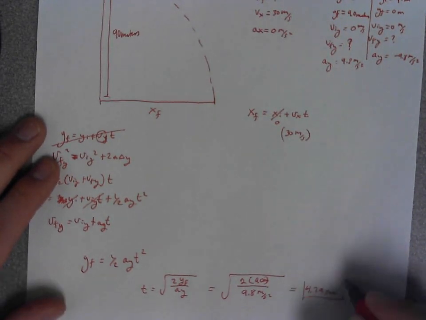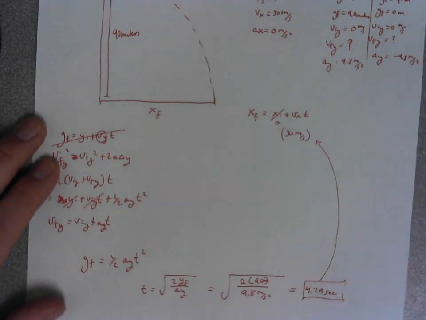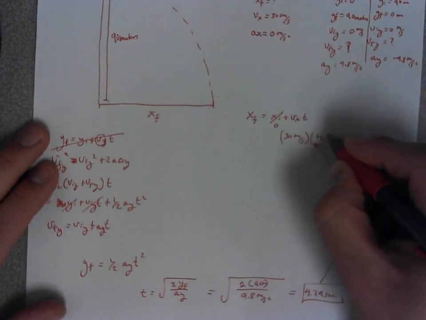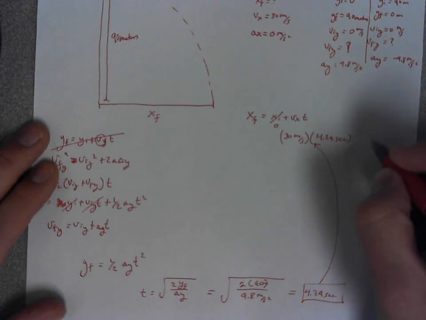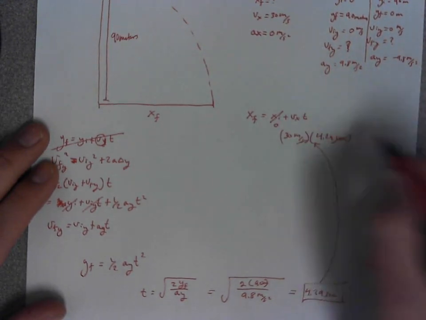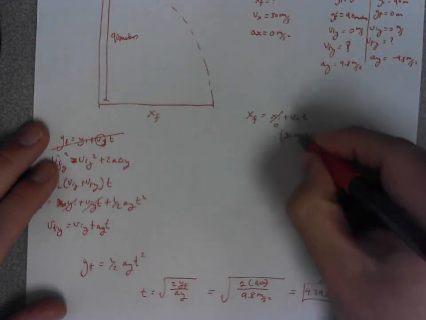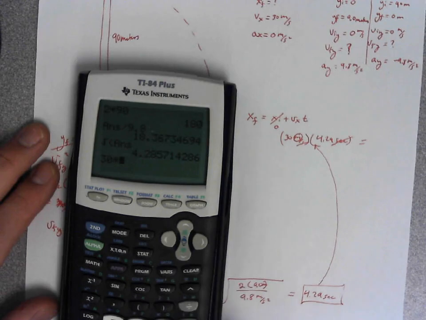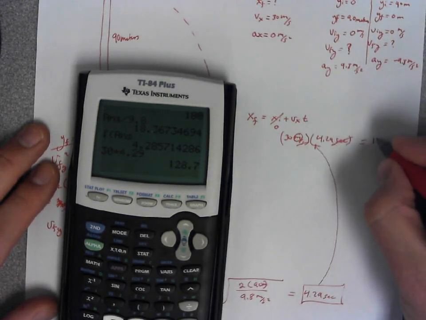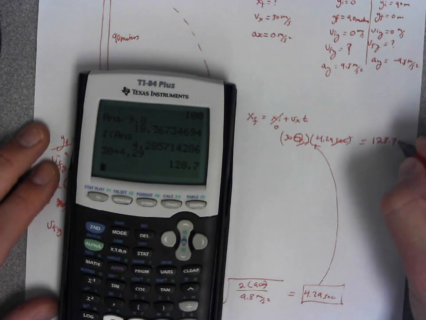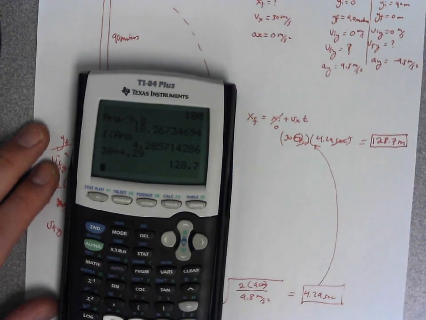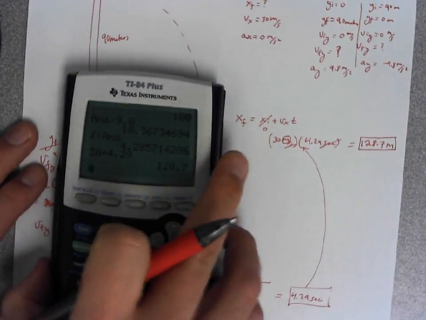Then I take this value and I plug that back into this equation right here. So I drop in my 4.29 seconds there. My seconds cancel, leaving me with just meters as my end unit, so I know I'm doing my math right. So 30 times the 4.29, and I get a value of 128.7 meters. And that's how far my cannonball goes.